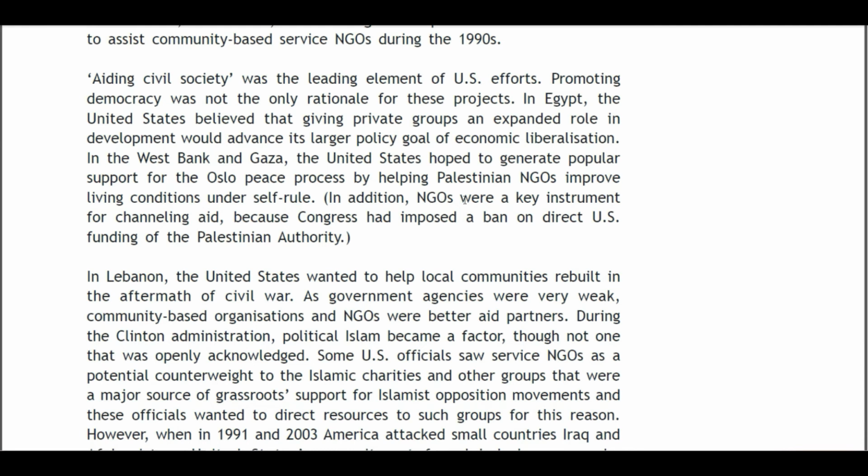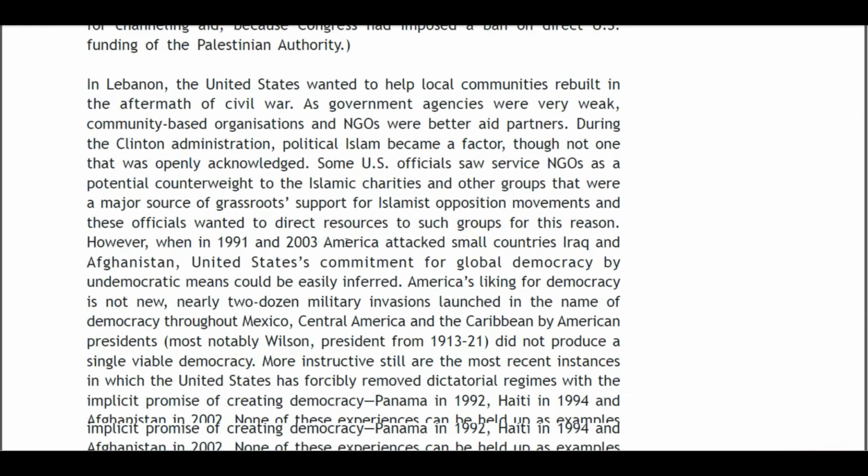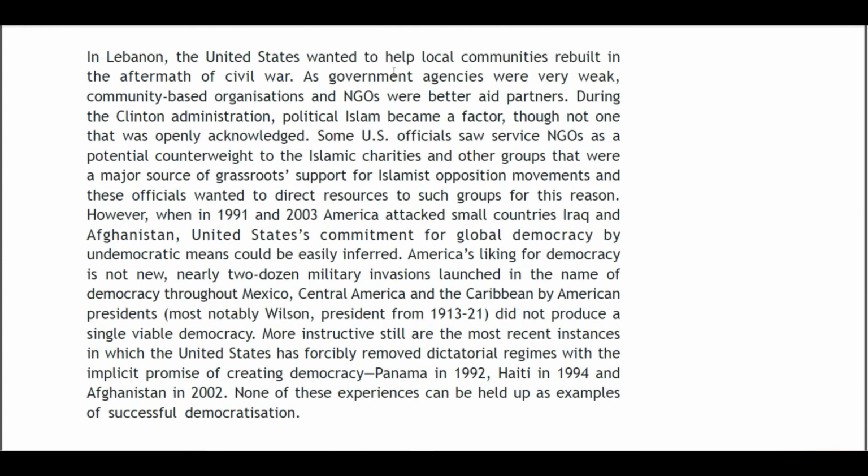In addition, NGOs were a key instrument for channeling aid because Congress had imposed a ban on direct US funding of the Palestinian Authority. In Lebanon, the United States wanted to help local communities rebuild in the aftermath of civil war, as government agencies were very weak. Community-based organizations and NGOs were better aid partners.